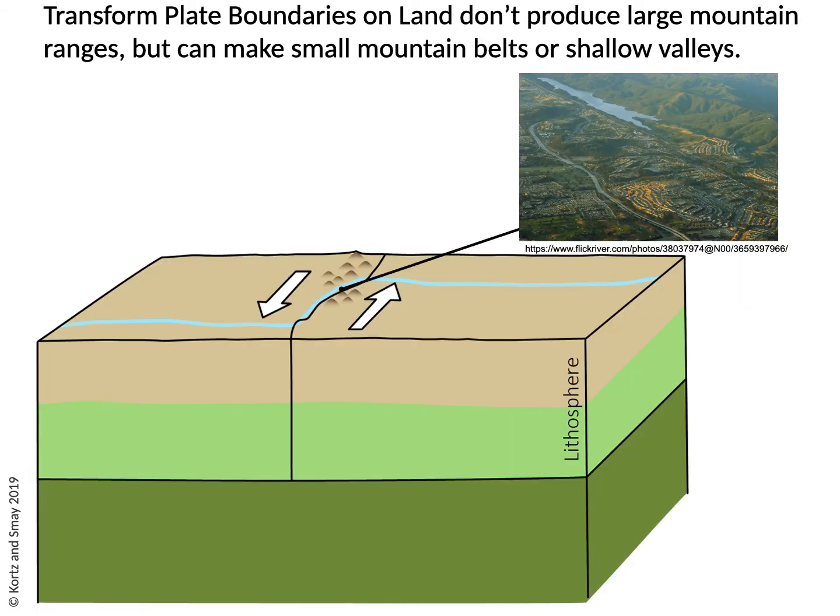Transform plate boundaries on land don't produce large mountain ranges. We already recognize that they don't make volcanoes, which are a major way that mountains get made. But we can get small mountain belts or shallow valleys. In some cases, there's little lakes that form along the line of a transform plate boundary. And this is the case in the US, where we have some transform plate boundaries in California.